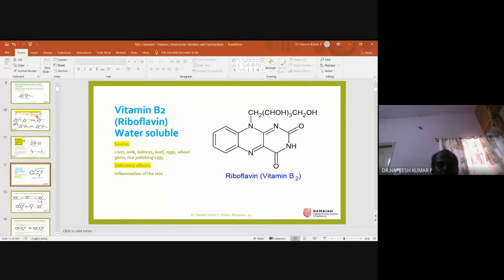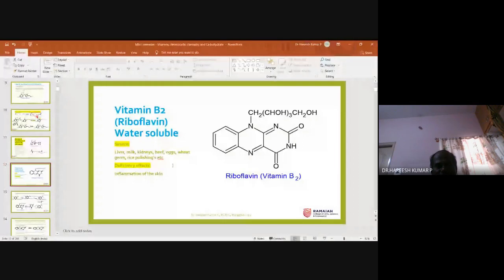Then what are the sources for vitamin B2? Liver is one source of vitamin B2. Milk is another source. Kidneys, beef, wheat germ, and rice polishings are also sources of vitamin B2, etc.